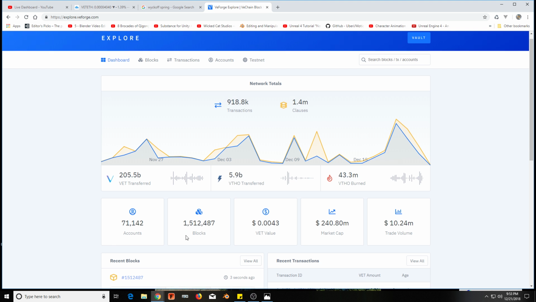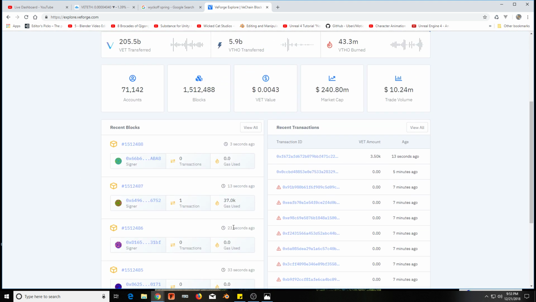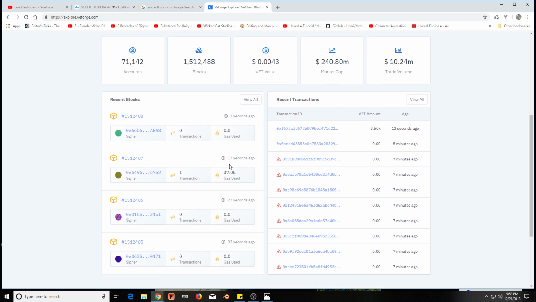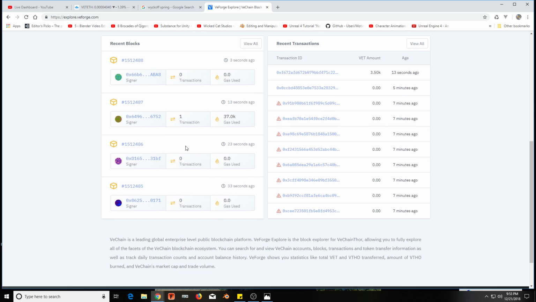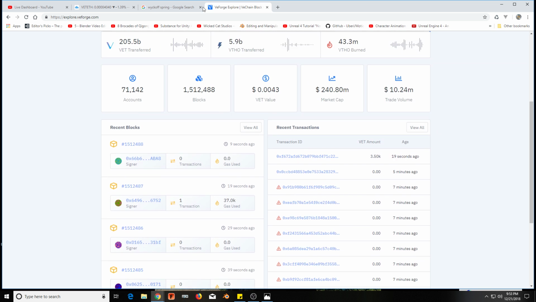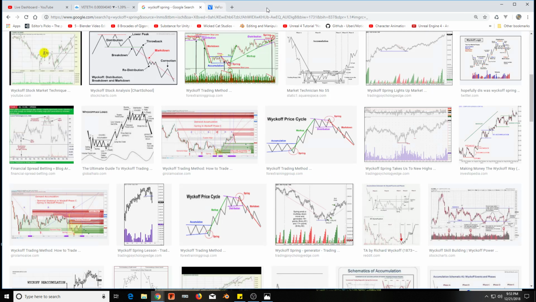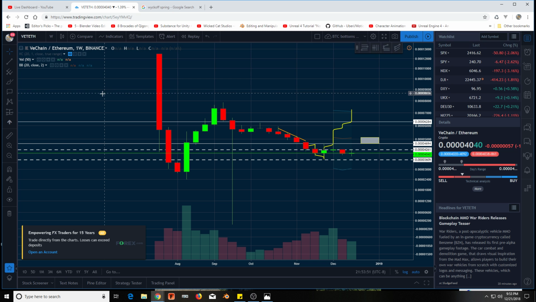So people are burning transactions, and here are the transactions down here, as you can see, how much Thor and stuff like that. But check out VeForge. Overall, I like VeChain Thor. I like VeChain. And that is just me.